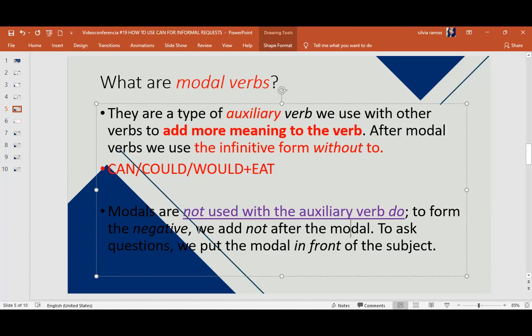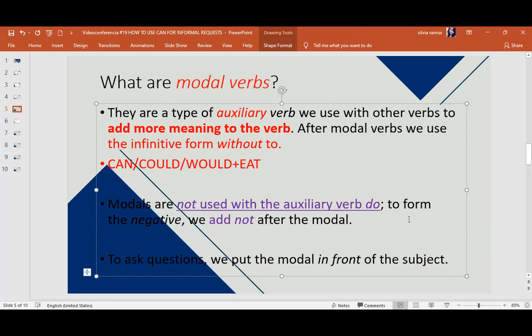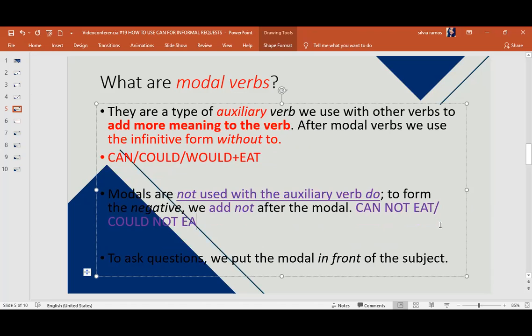And for the negative, we add not after the modal. For example, I can say if I have can eat and I want to make it negative, I just need to say cannot eat. And that will be the negative form, right? If I have here, for example, could, it would be could not eat, would not eat, right? And remember, we have the contractions, right? Cannot eat, couldn't eat, wouldn't eat, right?